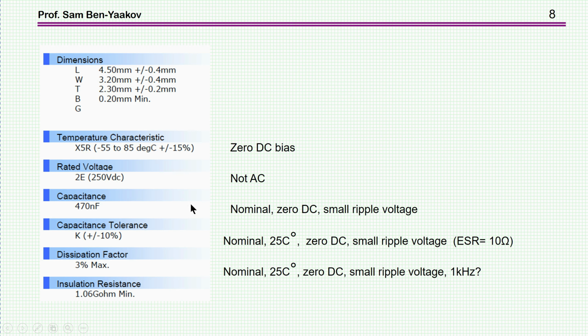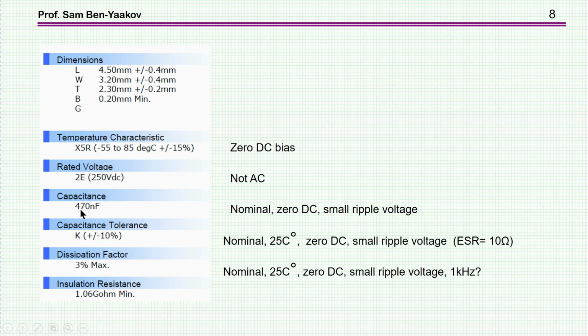Let's say here, this is the dimension, 4.5 millimeter times 3.5 the width, and thickness 2.3. It's a small capacitor. This material is X5R. This is the temperature range, and this is the capacitance range, but this is for no DC bias of the capacitor, okay, 0 DC bias. The rated voltage is 250 volt. This is not AC, this is for DC. For AC, it's a different story.